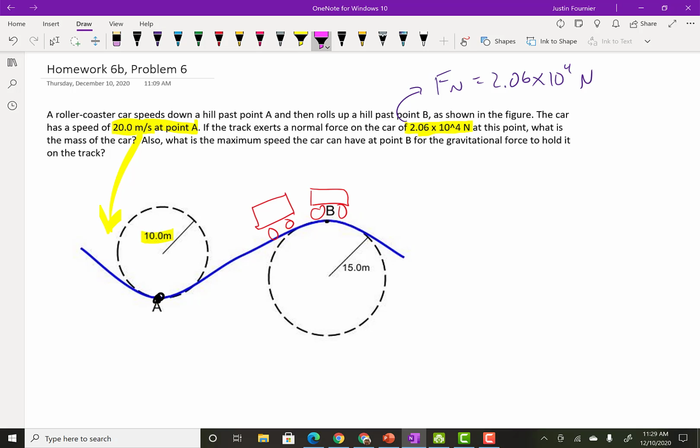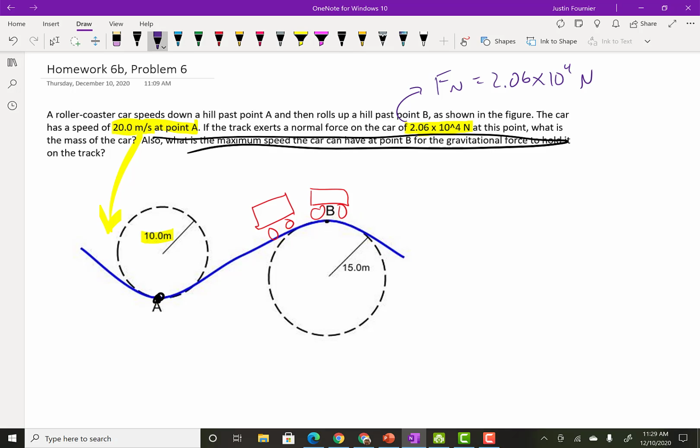The car has a speed of 20 meters per second at point A. So down here, 20 meters per second is the speed. We know that. And then we know the normal force here is 2.06 times 10 to the 4 newtons. Okay, awesome. What is the mass of the car? So let's just start there. I'm going to ignore this part right now.